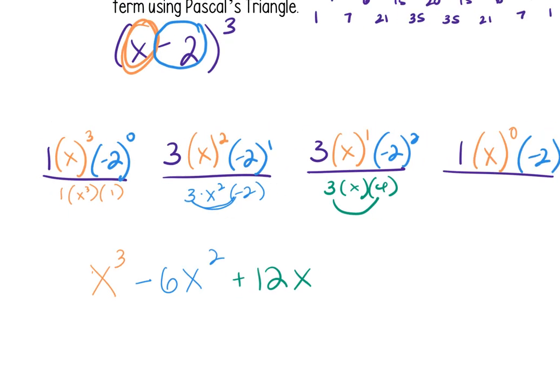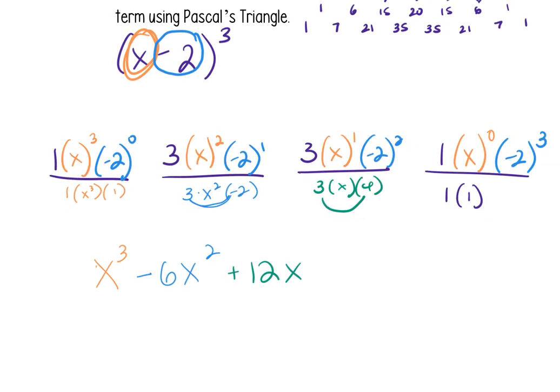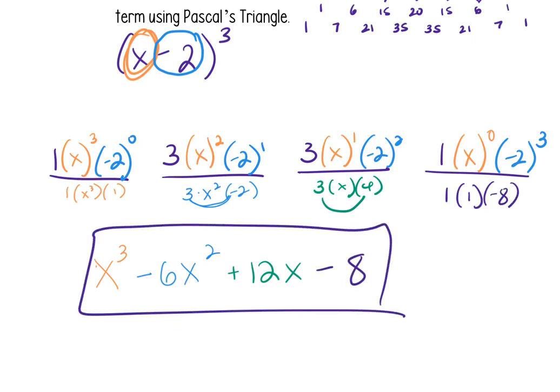And the last one, 1. X to the 0 power is what? 1. And negative 2 to the third? Negative 8. So this is minus 8. So same answer as the one we just got by expanding it.